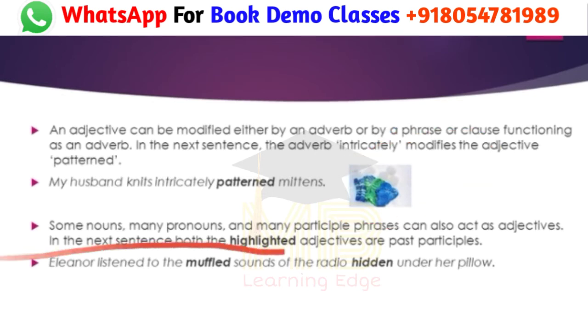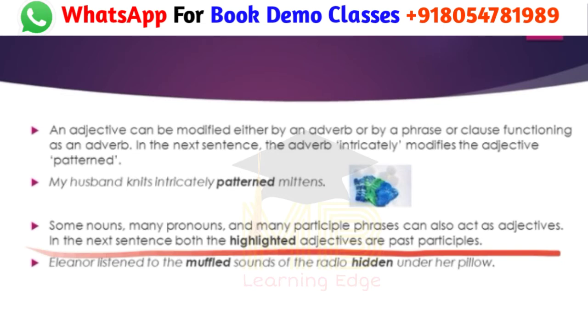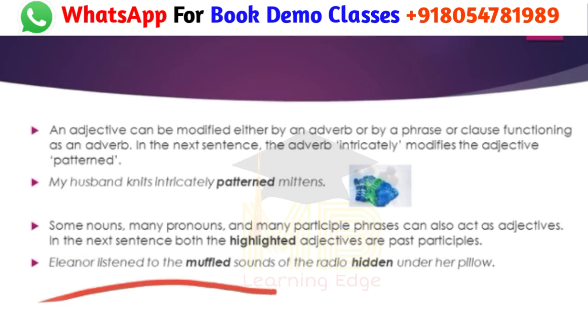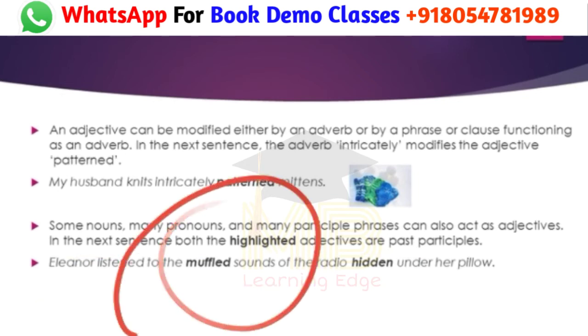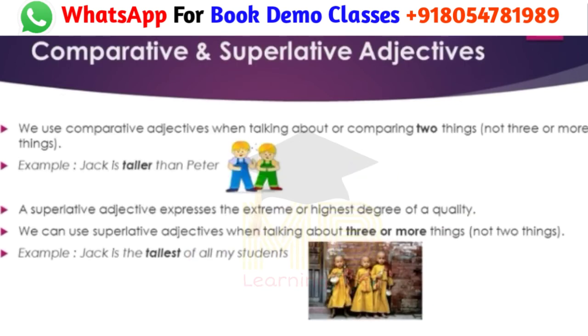Next, some nouns, many pronouns and many participle phrases can also act as adjectives, right? So in the next sentence, both the highlighted adjectives are past participles, which is very clear. Eleanor listened to the muffled sounds of the radio hidden under the pillow. So it is very clear that these highlighted adjectives are past participles.